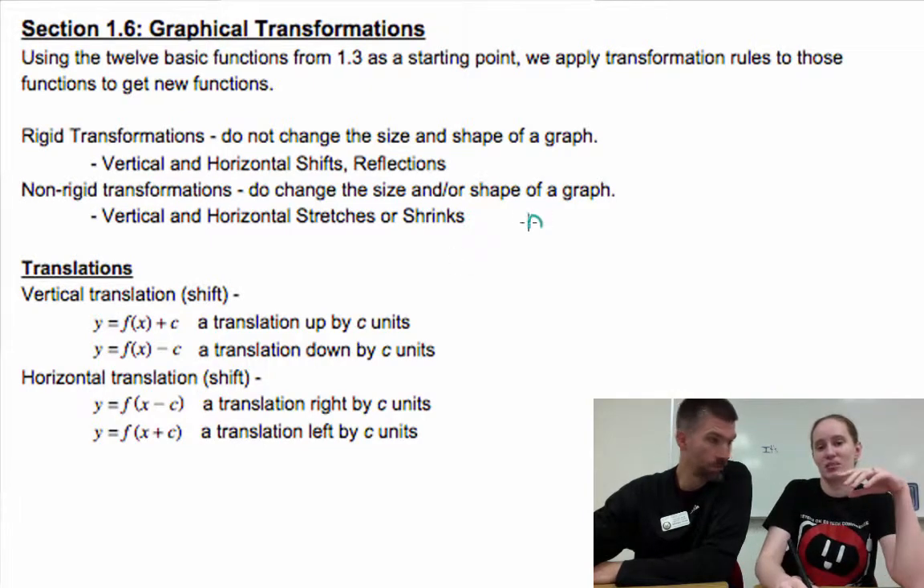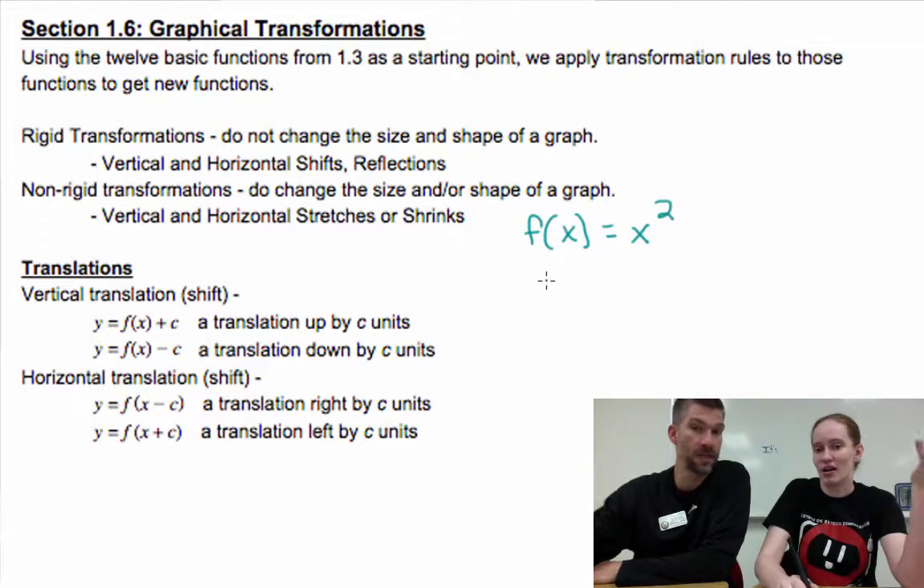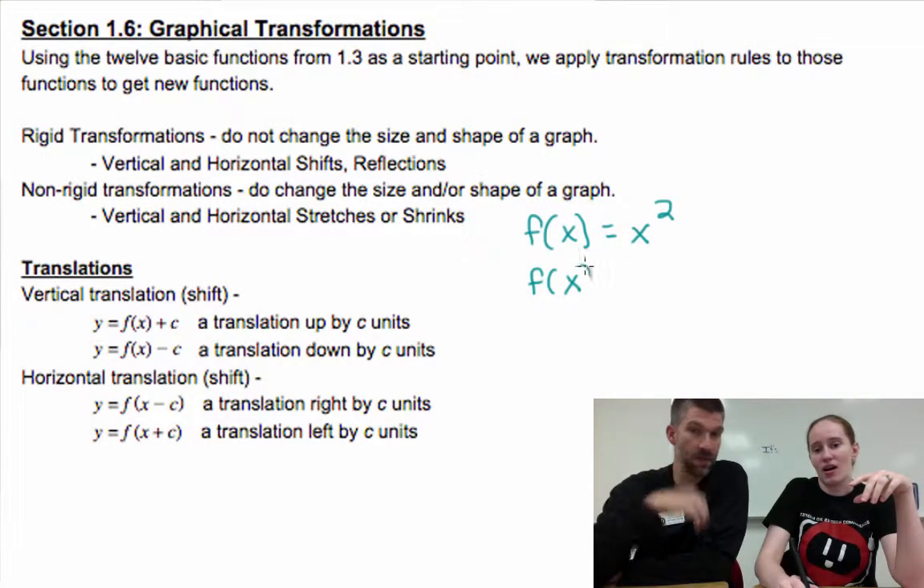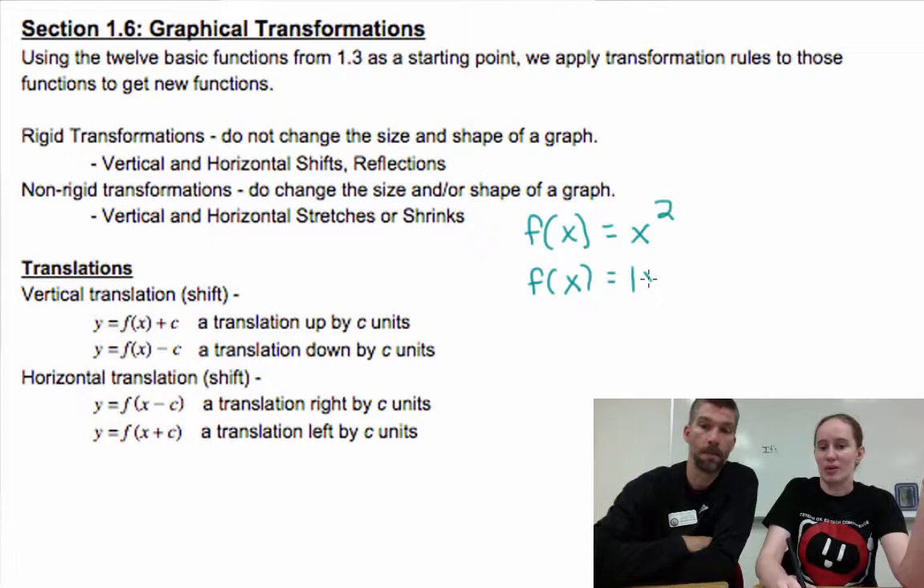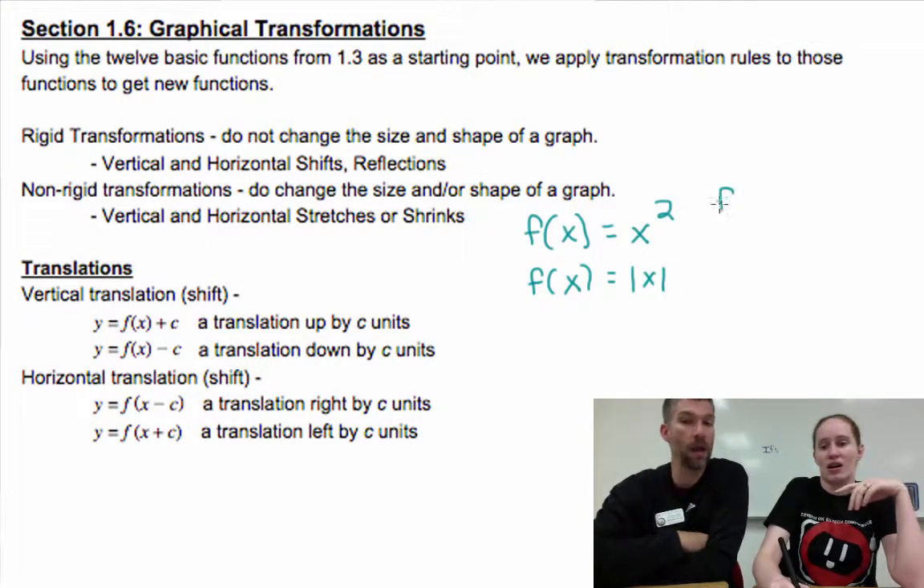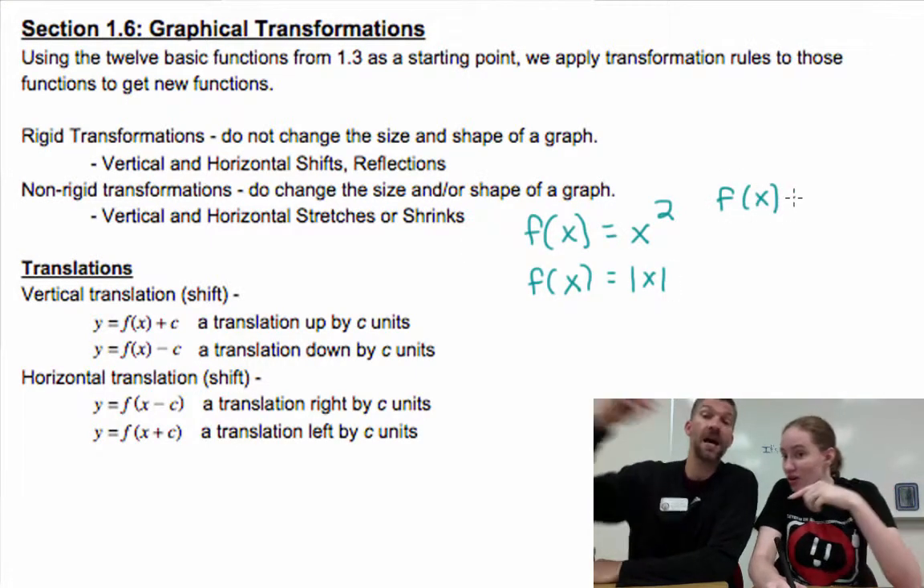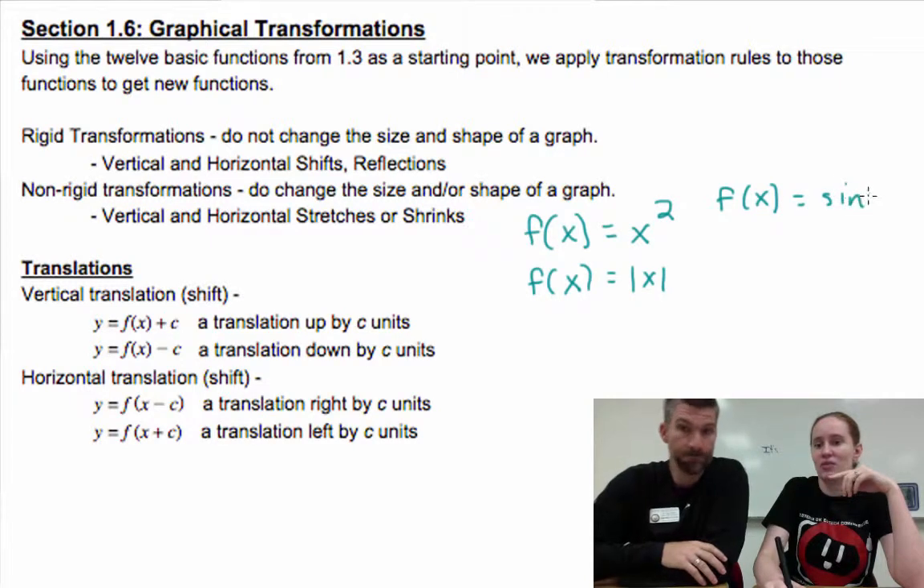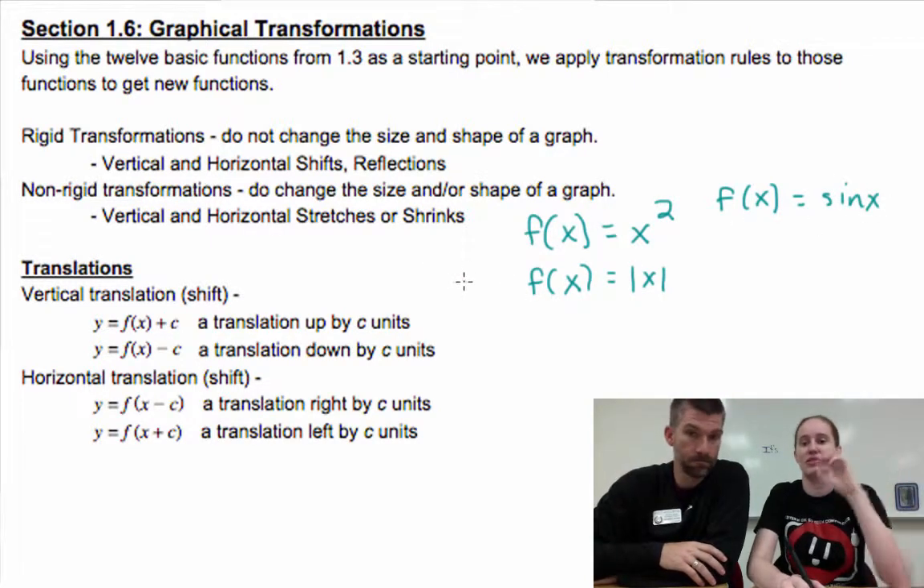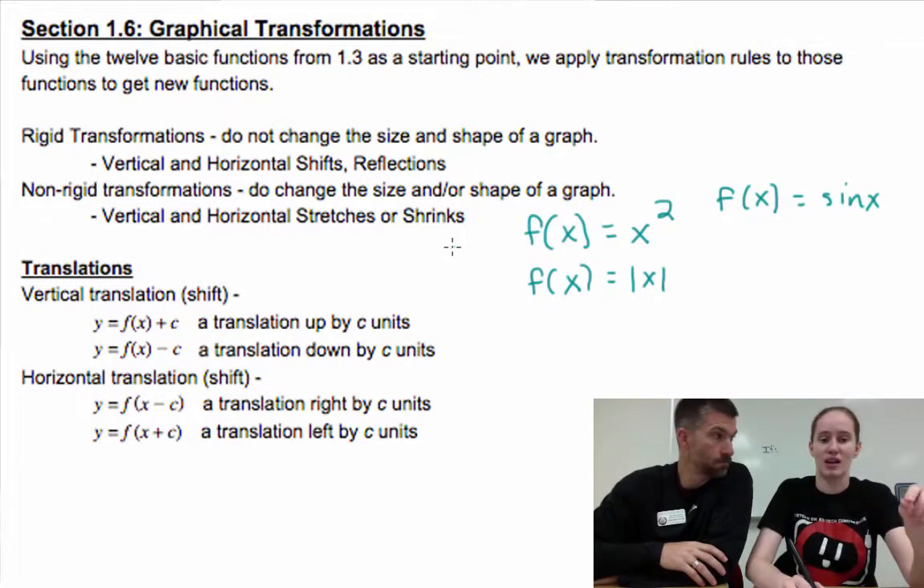So f of x can be things like x squared. That's the basic function right there. That's what f of x is. Our basic function could be absolute value of x. F of x could be sine x. This is what we're talking about when we say f of x. There's going to be some kind of actual function there.